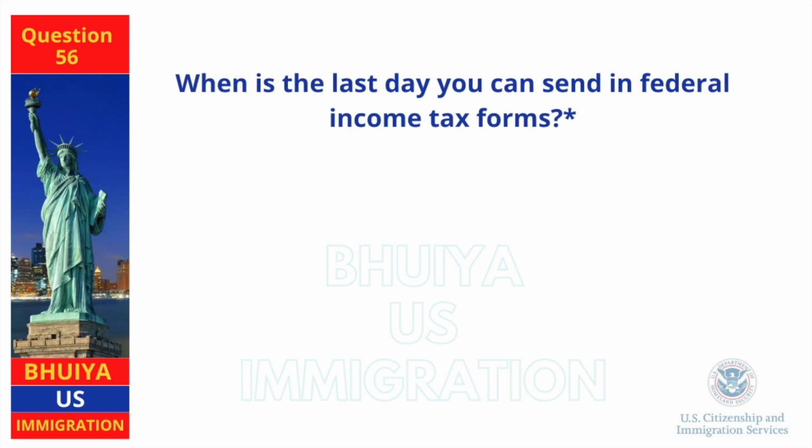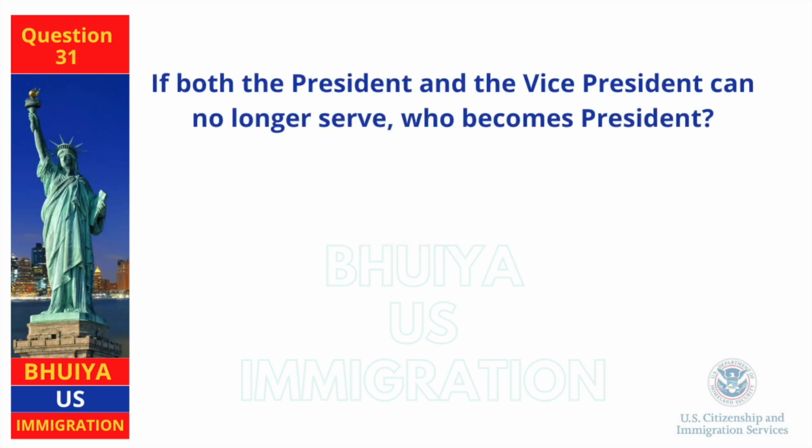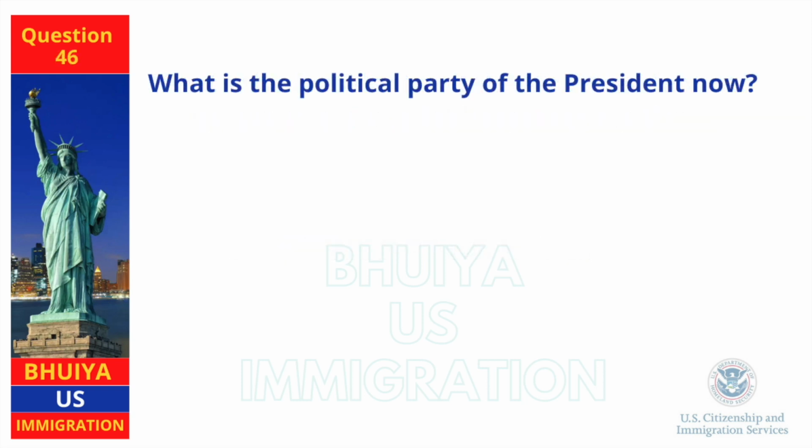When is the last day you can send in federal income tax forms? April 15. We elect a U.S. representative for how many years? 2. If both the president and the vice president can no longer serve, who becomes president? The Speaker of the House. What is the political party of the president now? Democratic Party.